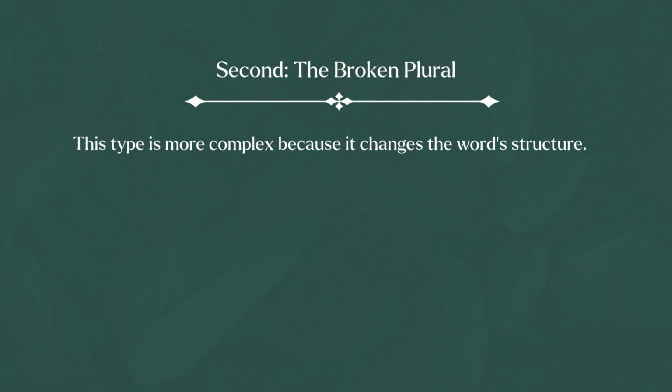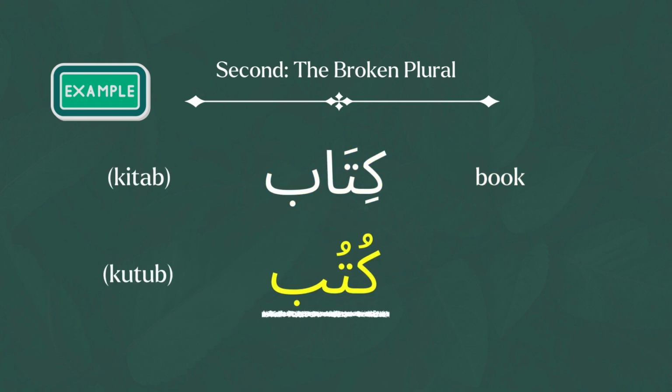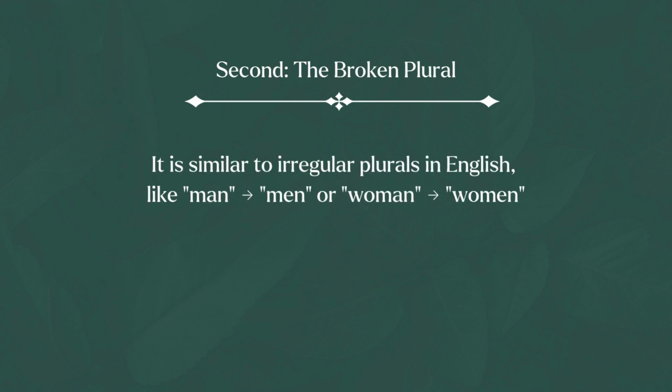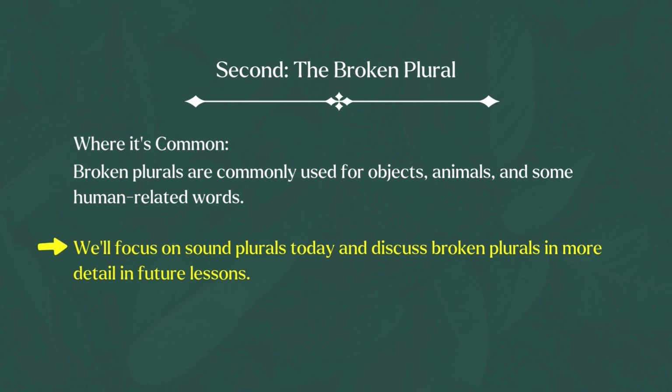Second, the broken plural. This type is more complex because it changes the word structure. For example, the noun kitab, book, becomes kutub, books. It is similar to irregular plurals in English, like man becomes men, or woman becomes women. Broken plurals are commonly used for objects, animals, and some human-related words. We will focus on sound plurals today and discuss broken plurals in more detail in future lessons.